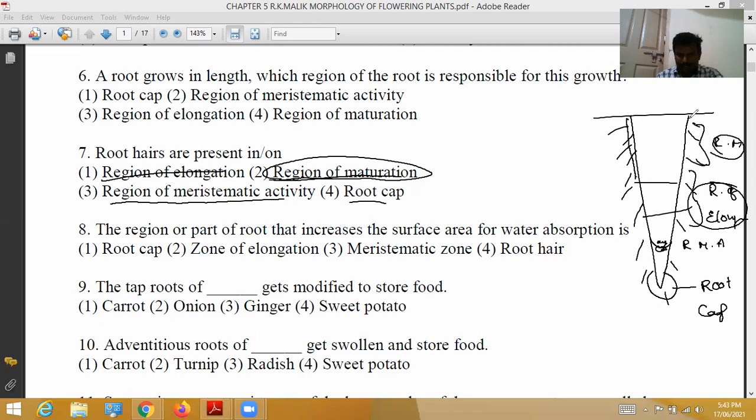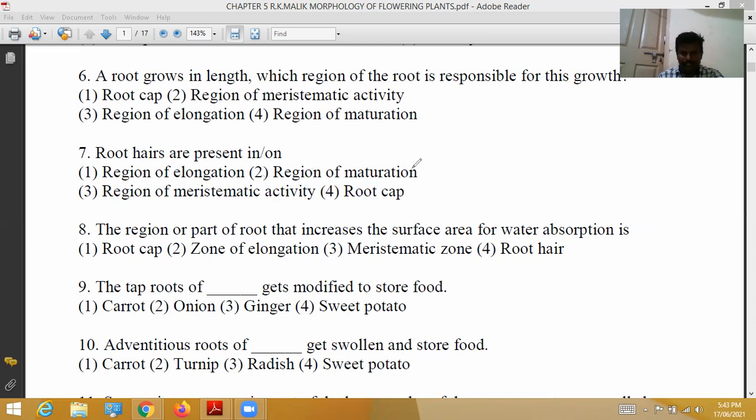Here, a kind of epidermis is there. This epidermis is responsible for the production of root hairs. So this is called the region of maturation, and it is responsible for the root hairs. Among the four options, the second option is correct.